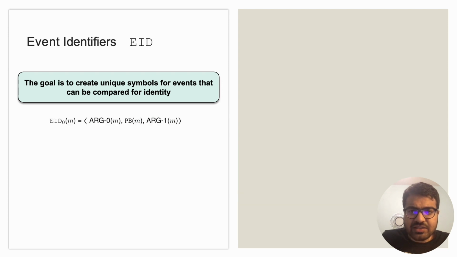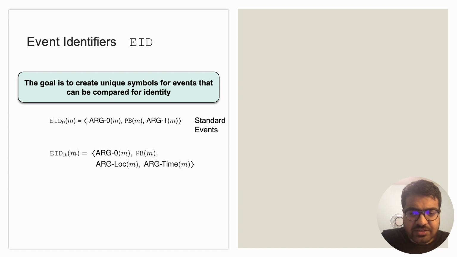The way we generate EIDs varies for standard and nested events. For standard events, we simply generate a tuple of the corpus-level arg0, the resolved or unresolved role set ID according to VerbNet, and arg1. We also generate another EID using the arg0, the role set information, and the location and time arguments.